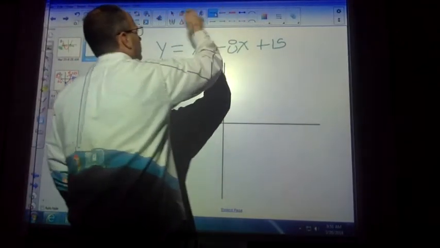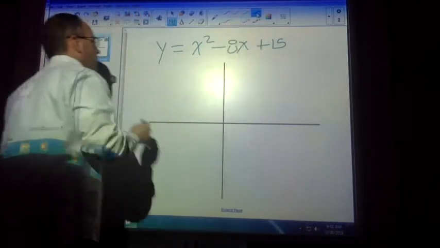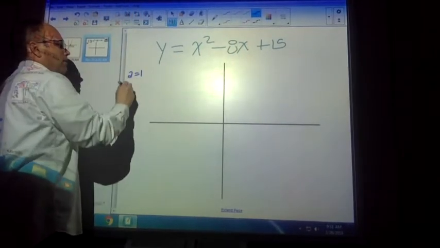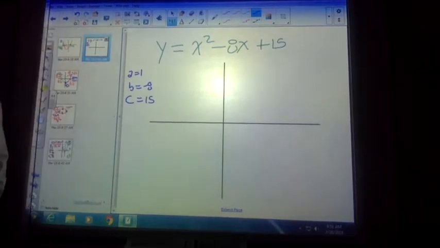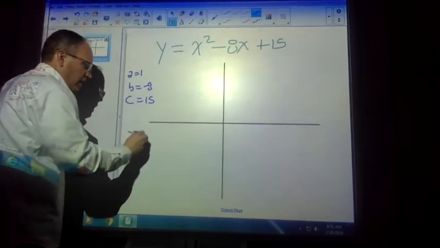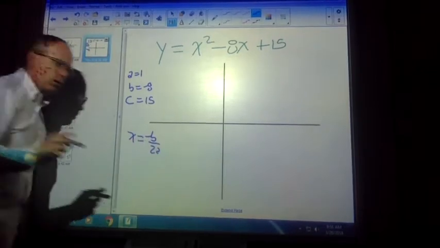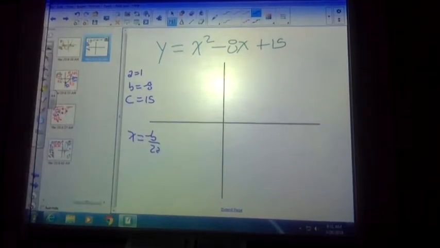Oh, this is such an amazing thing. Yay. All right. My A value is 1. My B value is -8. My C value is 15. Still with me? We just learned the other day that negative b over 2a is the x component of our vertex. It's also our axis of symmetry. Yes? Okay? So I'm going to plug right in.